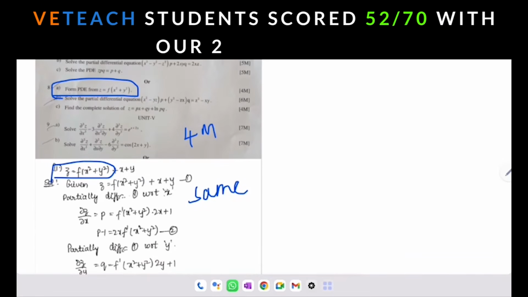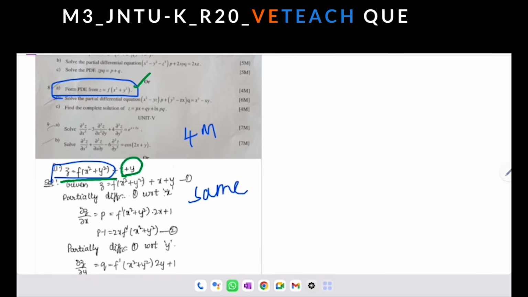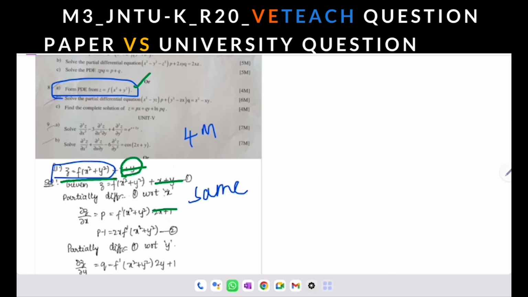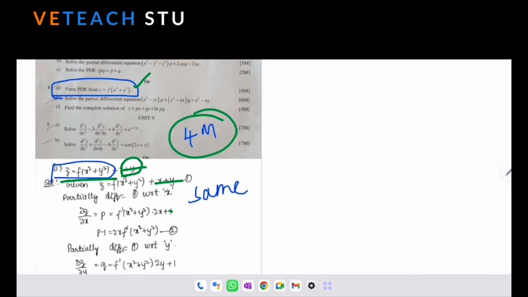Now the next one is to solve f of x square plus y square plus z square. So exactly the same numerical is repeated. Extra we have given x plus y. If you eliminate this particular value here, exactly the same numericals have been repeated. Again 4 marks are same.